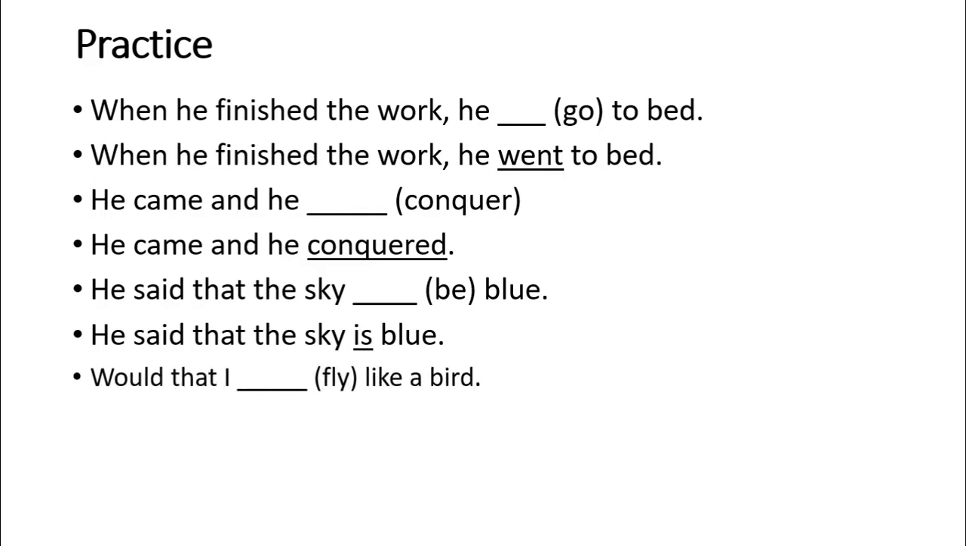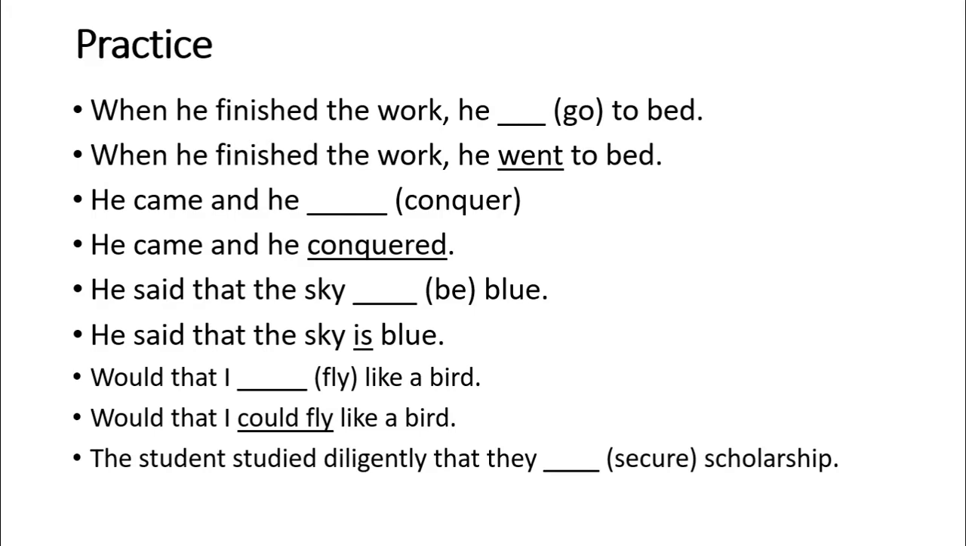Next. Would that I dash fly like a bird. Can you remember, dear boys? We have just discussed these rules in our previous lecture. So, when we have would that in the very beginning of the sentence, then we have to write down could before the main verb, and we have to write down the verb in present form. Okay, so the answer is would that I could fly like a bird.